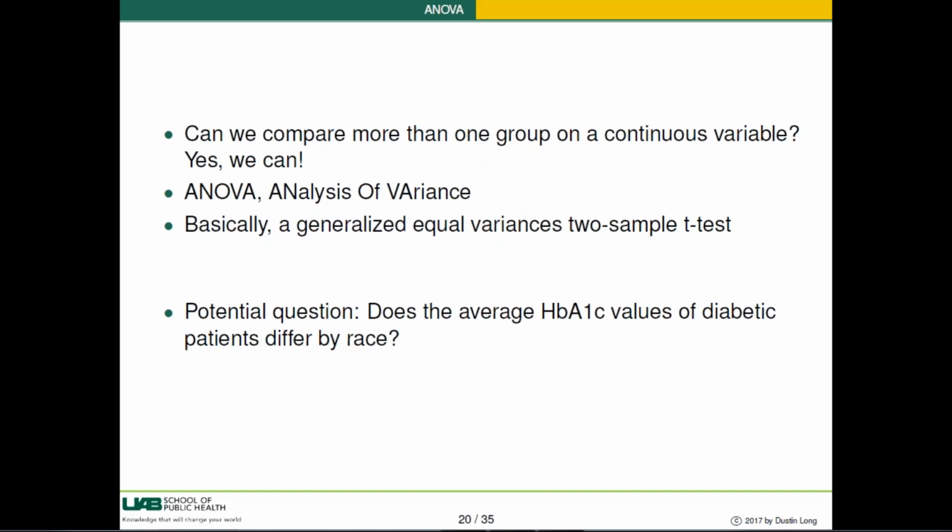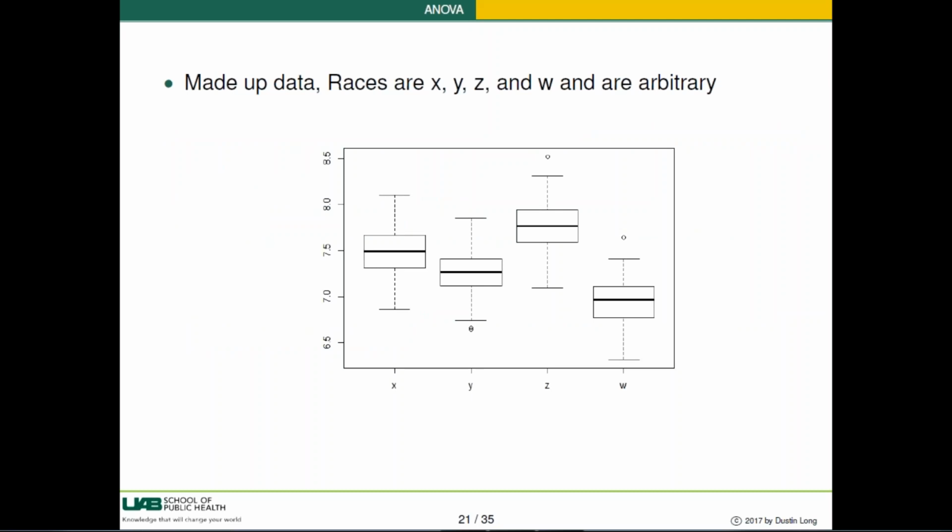So a potential question is, does the average A1C value of diabetic patients differ by race? So I consider race as a categorical variable and I want to compare average A1C values for each of those. This is completely made up data. My races here are X, Y, Z, and W. But this is a box plot of potential A1C values by 4 different races.